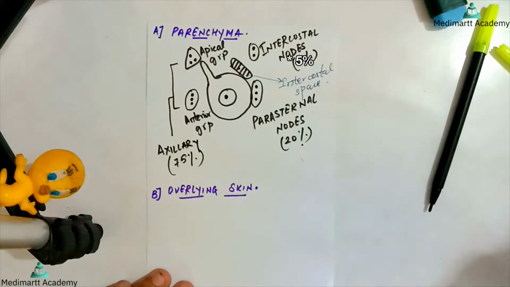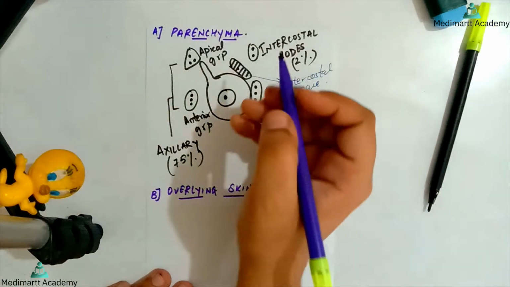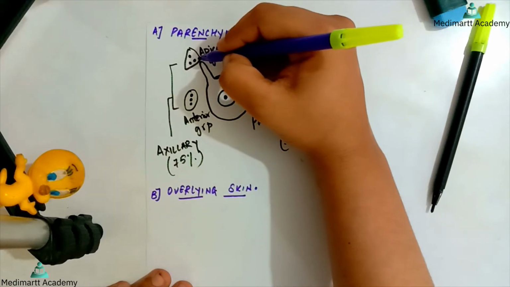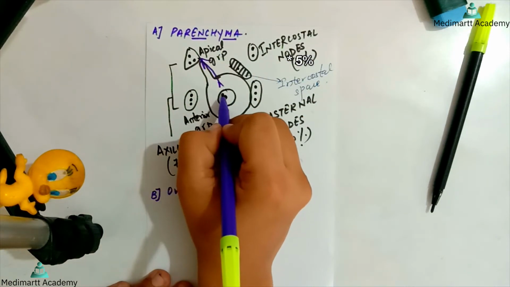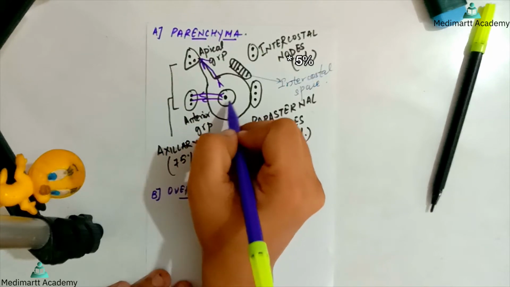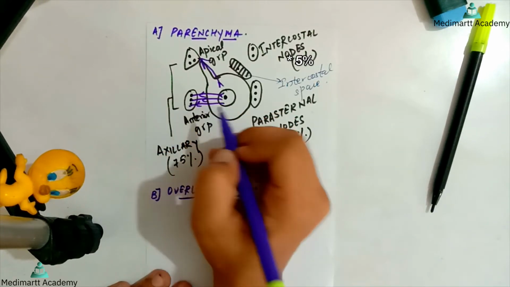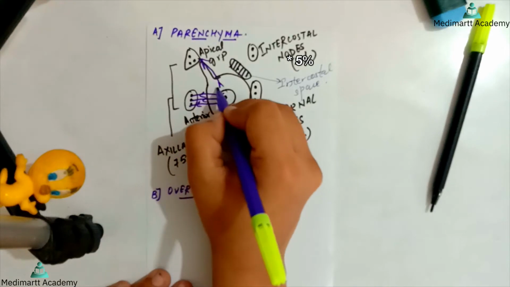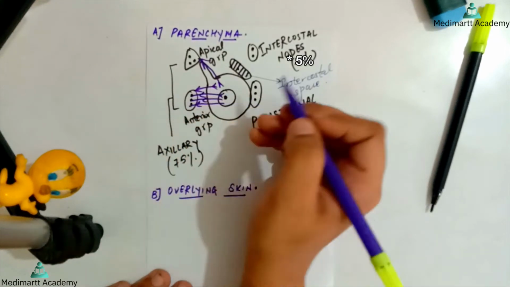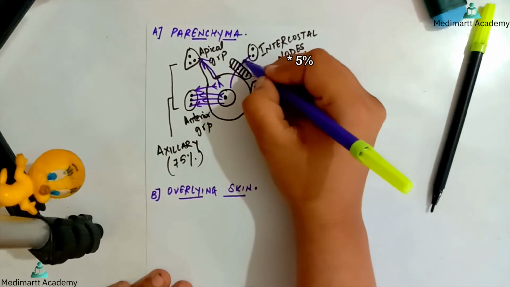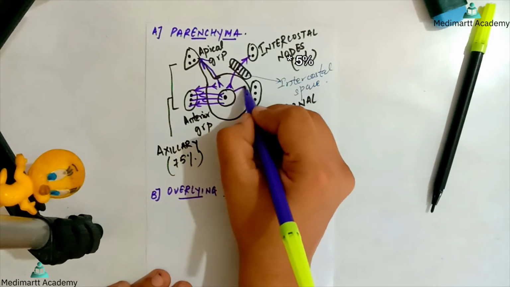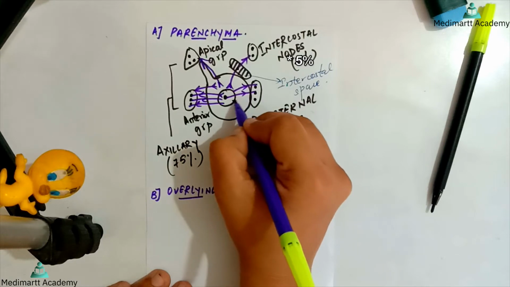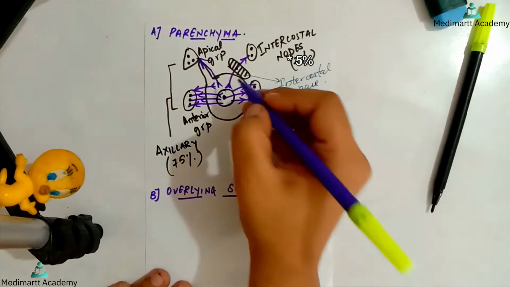Okay, so now we will see the drainage. So this apical group, it is drained over here like this. The drainage is from the areola and the nipple into the anterior group, and also these groups can form over here. Then intercostal nodes, then through these parasternal nodes. This is done.